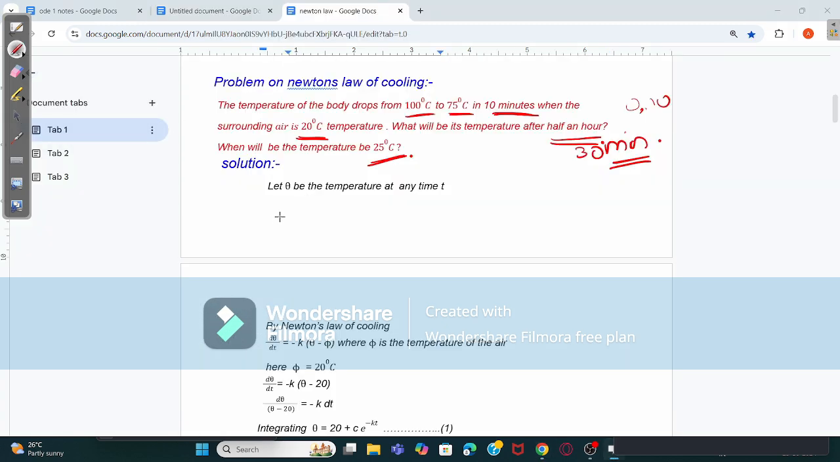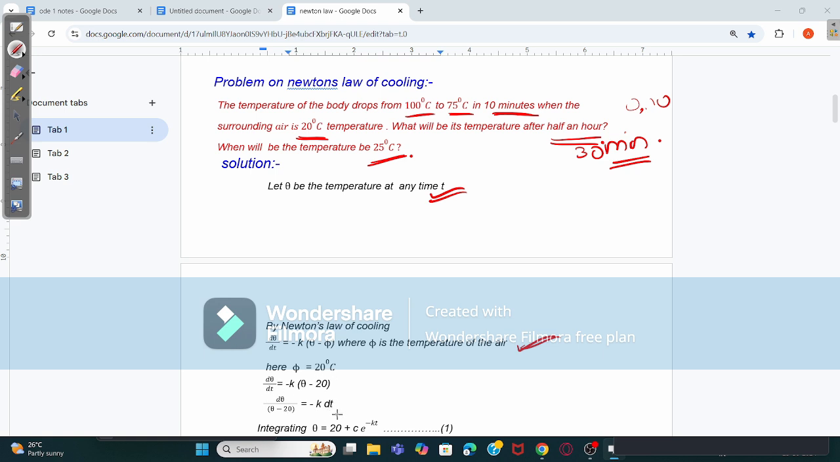Substitute degrees Celsius. Let theta be the temperature at any time t. By Newton's law of cooling, d theta by dt is equal to minus k (theta minus phi), where phi is the temperature of air, and phi is equal to 20 degrees Celsius. So d theta by dt is equal to minus k (theta minus 20). d theta by (theta minus 20) is equal to minus k into dt.